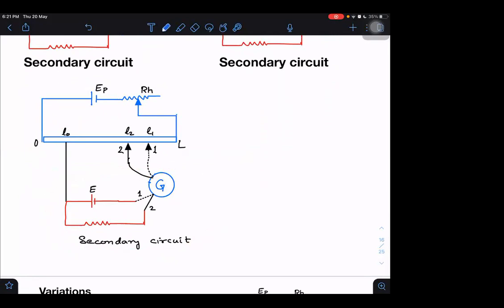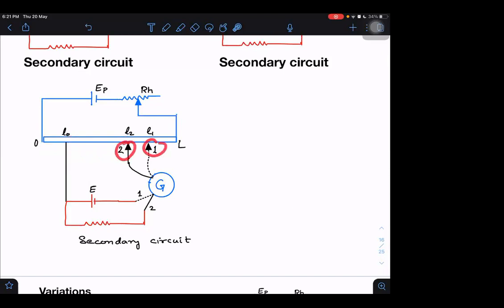Let us say this is a scale here, and we start measuring length from here, 0, going up to L. Usually L is 100, but it may be some other length. The examiner may ask questions based on different lengths. Let us say I'm going from 0 to L. Then from 0 to L naught, the reading will be L naught. This length is not part of the secondary circuit, so I have to subtract this part. So I have to take the length as L2 minus L naught.